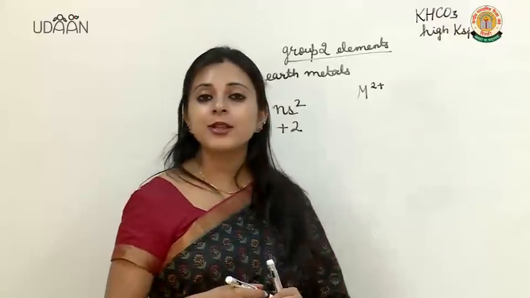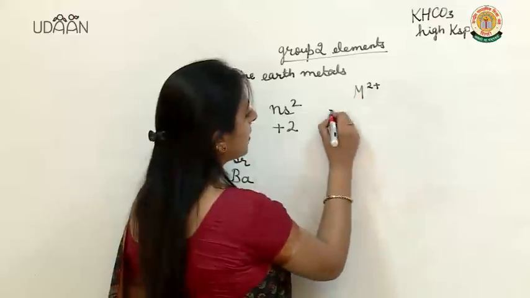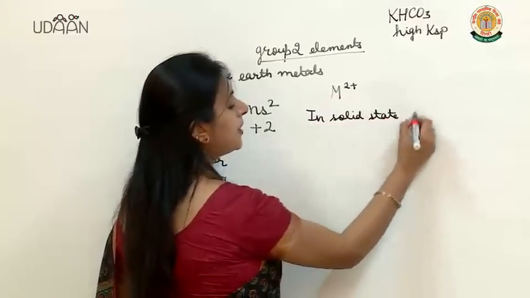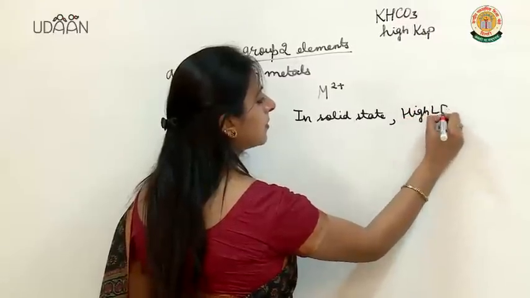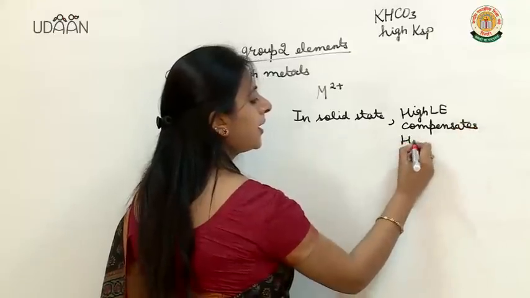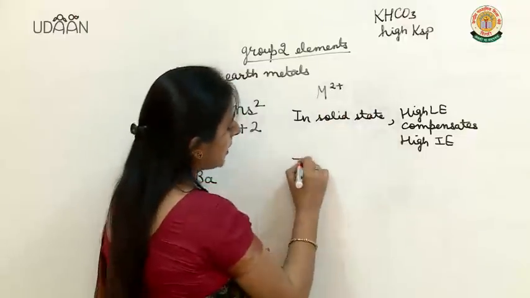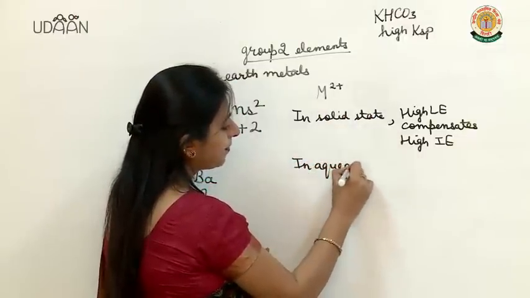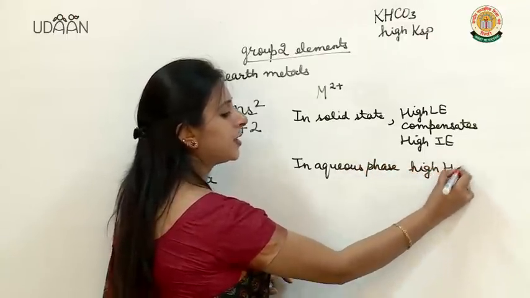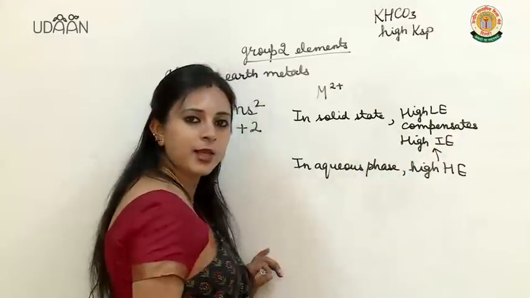Although second ionization enthalpy is high, they are still forming M2+ ion, because in solid state high lattice enthalpy compensates the high ionization enthalpy, so they form M2+ ion. And what about in aqueous phase? The high hydration enthalpy compensates the high ionization enthalpy.